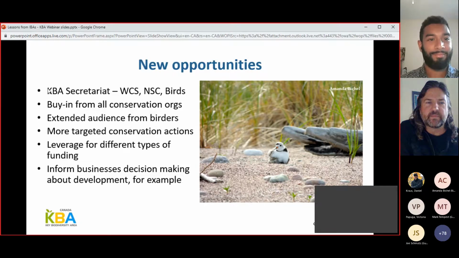And so that alone is a really interesting outcome of working on KBAs, these 3 big NGOs working together. Of course, the coalition includes a wider array of conservation organizations, and we're all on board working together on this.